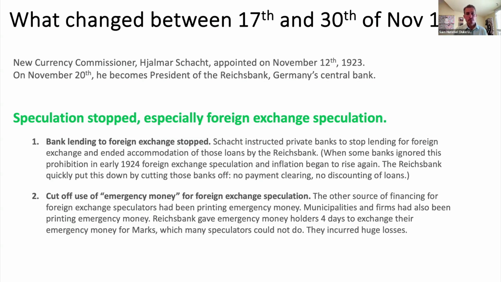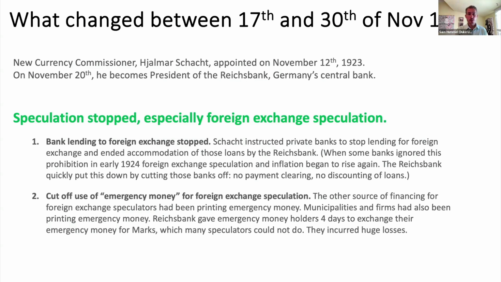And so the Reichsbank said, look, what's supercharging this is that banks are lending money for this speculation. And so they told them to cut that out. And what's really interesting is that some banks ignored that prohibition in early 1924, and the central bank said, okay, well then we're just going to cut you out of the payment system, and we're also going to stop discounting your loans. And so basically, you're going to have to come back and beg us, please, to let you back in, which happened very quickly.